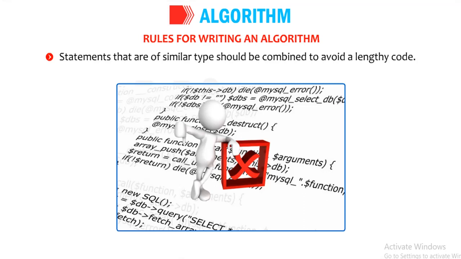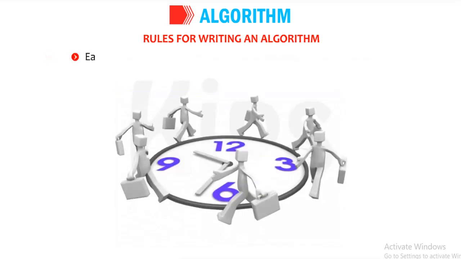Statements that are of similar type should be combined to avoid lengthy code. A simple example: if you have a book with a story, it is written only in sentences. Another book has the same story with images. Which one will you prefer? With the pictures you can understand the story. Similarly, if you repeat the same thing, you can avoid lengthy code.